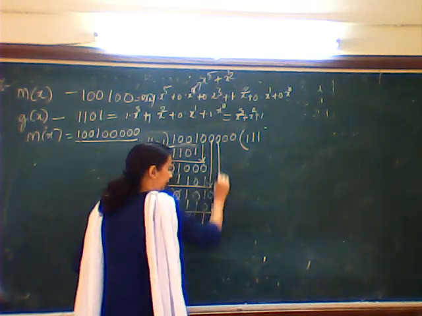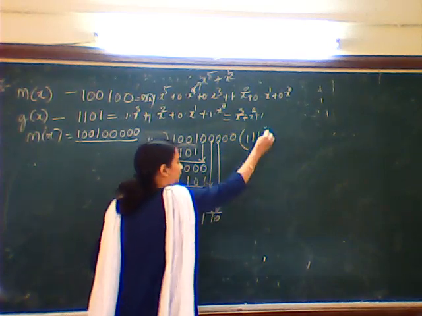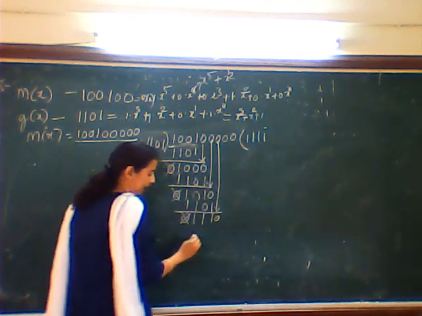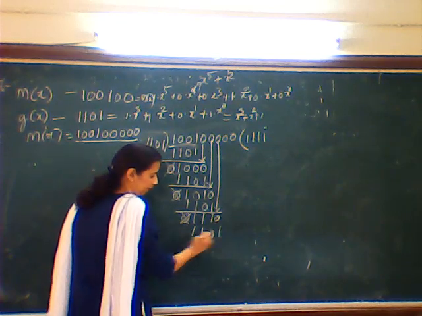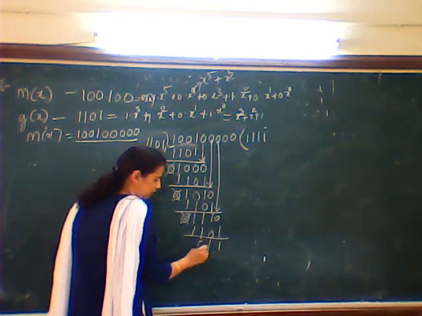Leave this, bring down the next bit. Okay. Now since this is 1, 1s are 1, 1, 0. So 1, 1, 0, 0.